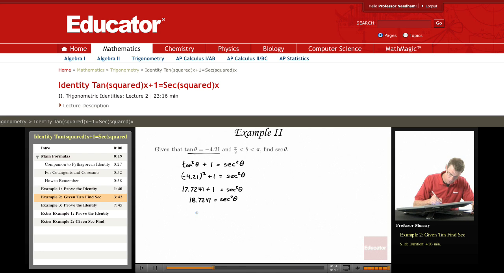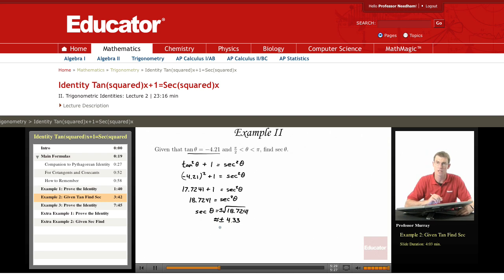And so if I take the square root of both sides, I get secant theta is equal to plus or minus the square root of 18.7241. And again, I'm going to do that square root on the calculator. And I get approximately 4.33. The question here is whether we want the positive or negative square root.